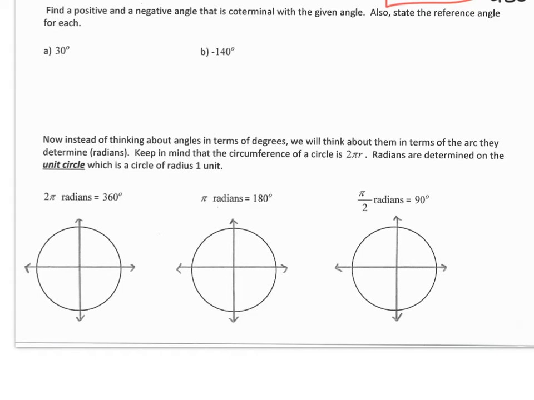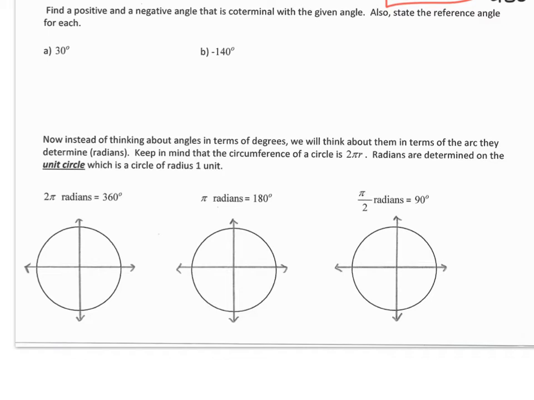All right, now I want you to try these two examples. Look at parts A and B. I want you to find a positive angle and a negative angle that's coterminal with 30 degrees for part A and negative 140 for part B, and then also practice stating the reference angle. We'll go over these in class tomorrow, so make sure you fill those two things out.